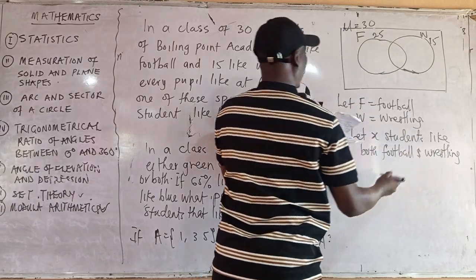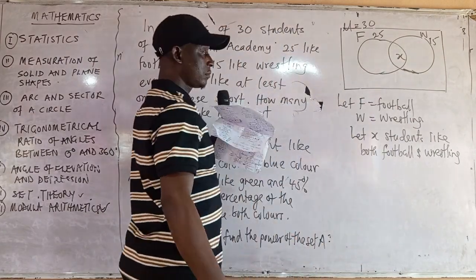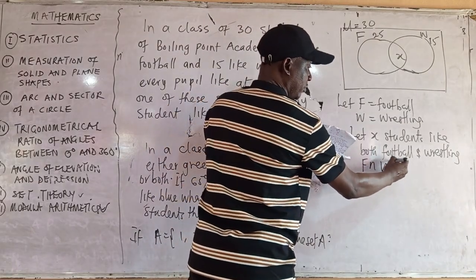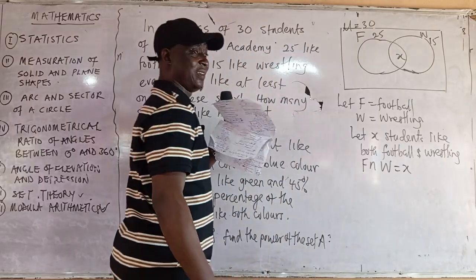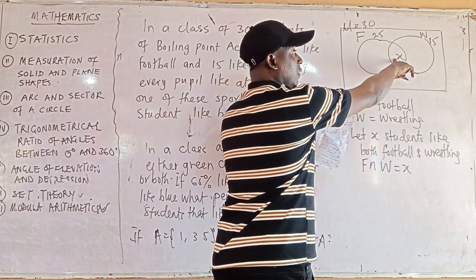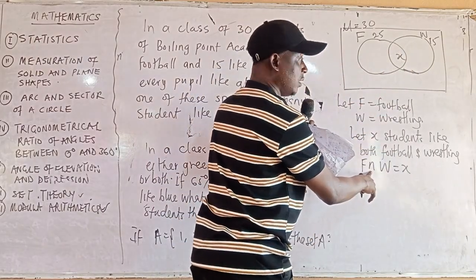So what do we do now? We now put X here. What is that X representing? F intersection W. Do you agree? Yes, F intersection W. That is people that do football and wrestling. That's F intersection W.